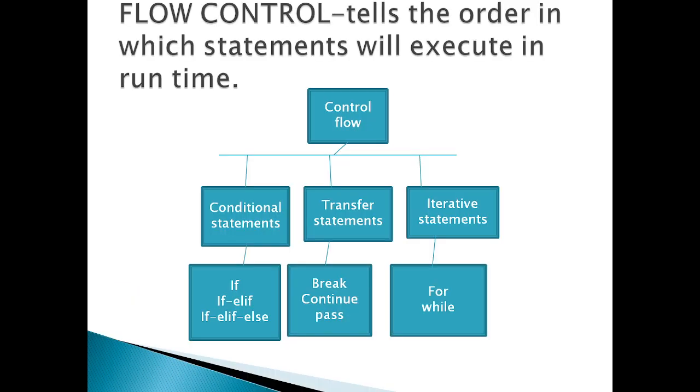Flow control tells the order in which statements will execute at runtime. Basically, in our program we have a number of statements. When we run the program, the order follows the sequence of the lines that we have written in our program. That will depend on what conditional statements we have written. The statements can be if, if-elif, if-elif-else.